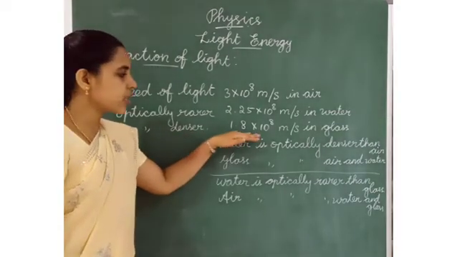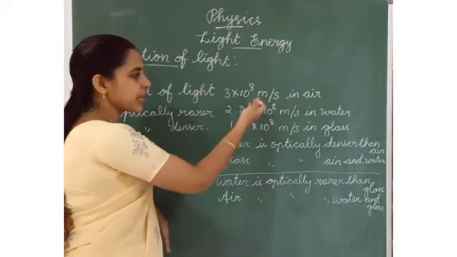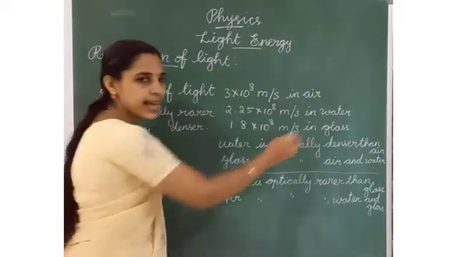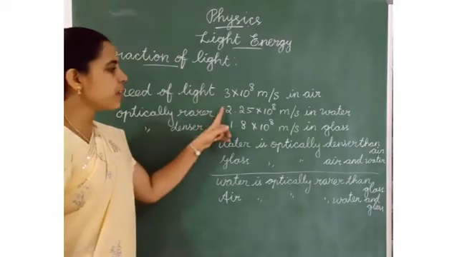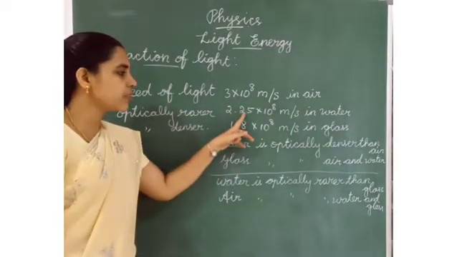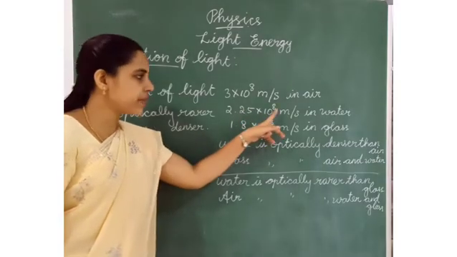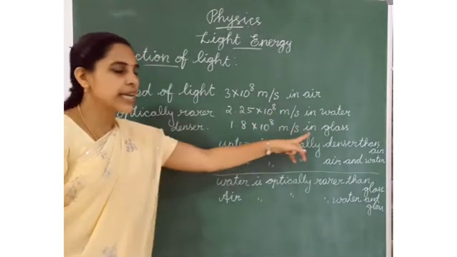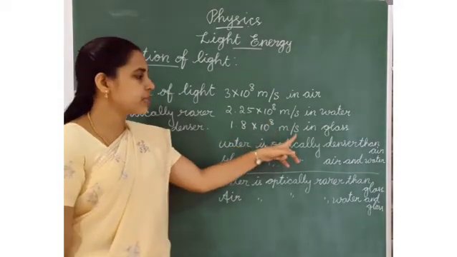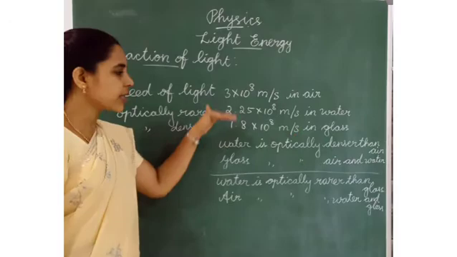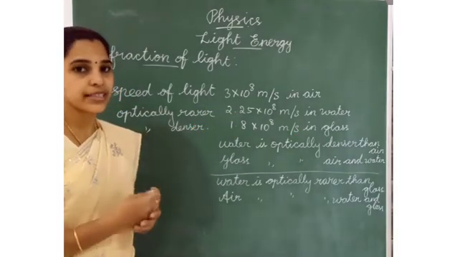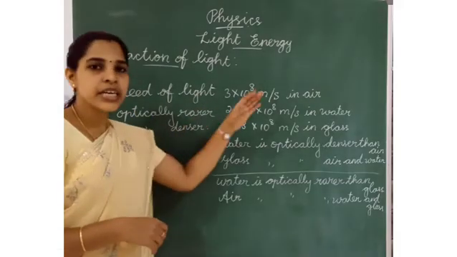So these are the optically denser. When we compare with the speed of light in air, the glass is denser. The speed of light in water is 2.25 into 10 power 8 meter per second. In glass, it is 1.8 into 10 power 8 meter per second. These are the speeds of light in different media.